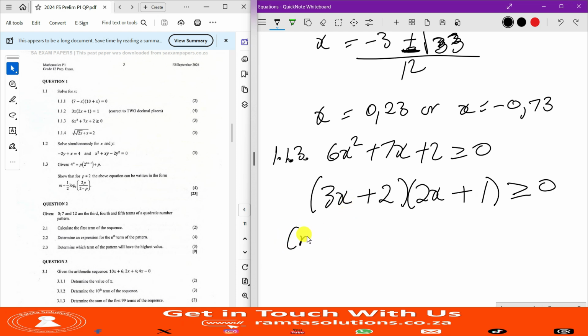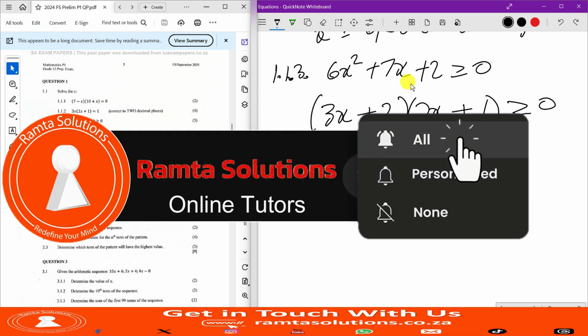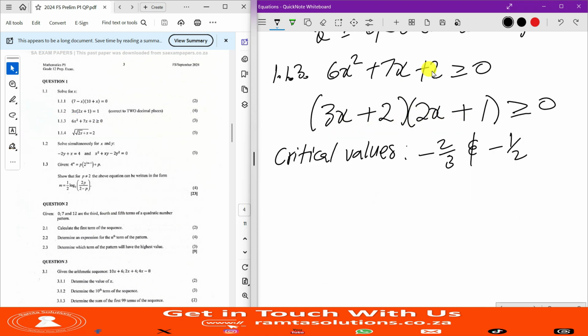Now the critical values. Let me just write it in full. The critical values are x equals -2 over 3 and -half. Is that so? Let's see. Yes, it is. And our factorization is correct, isn't it? Yes, our factorization is correct.